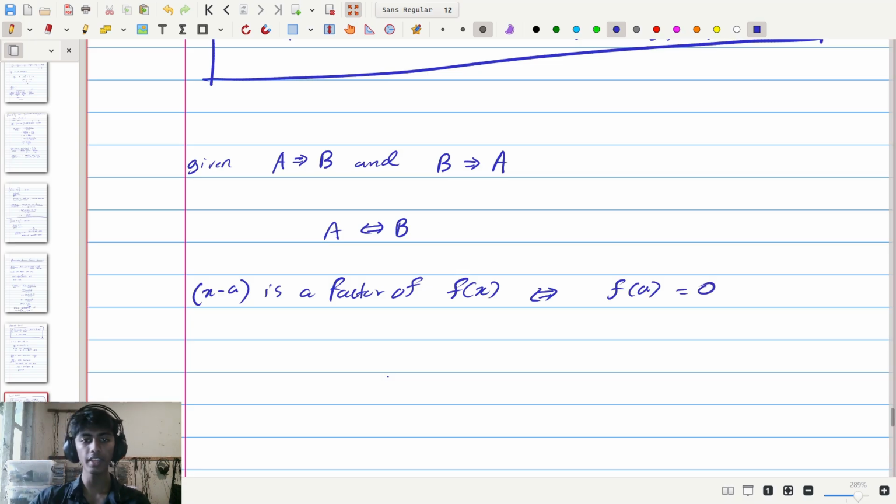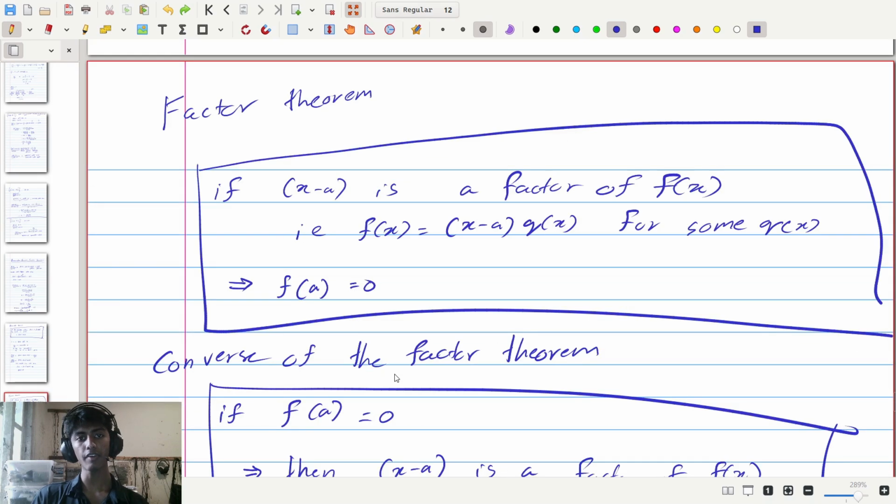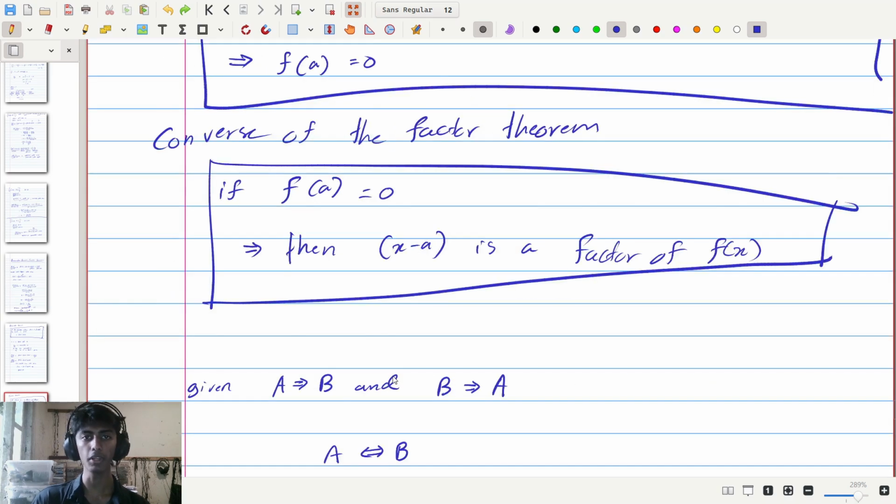What this means is that x minus a being a factor of f(x) implies that f(a) is 0, and if we know that f(a) is 0, we can say that x minus a is a factor of f(x). This is an if and only if condition. The left implies the right and the right implies the left. So there we have it. This is the factor theorem and the converse of the factor theorem. So we can actually use these to solve problems.